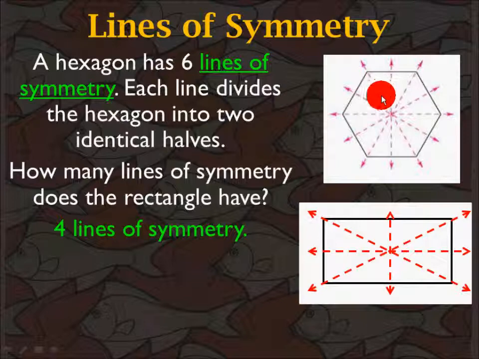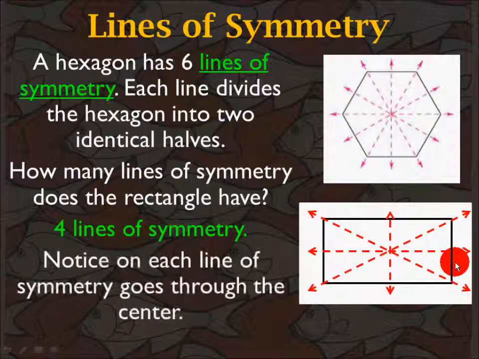Notice that a hexagon has 6 lines of symmetry. How do you think that's going to be? Notice on each line of symmetry, it goes to the center of the regular shape, or in this case, a rectangle. It's not even a regular shape. But notice the lines of symmetry always go through the center.